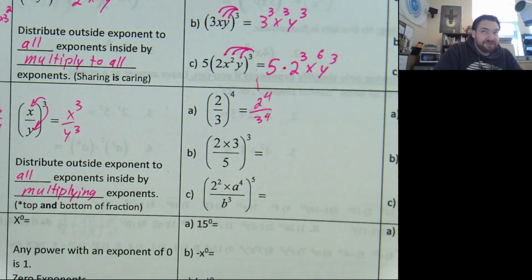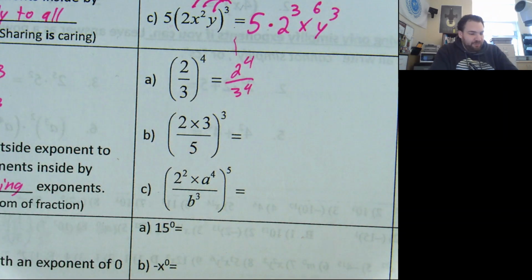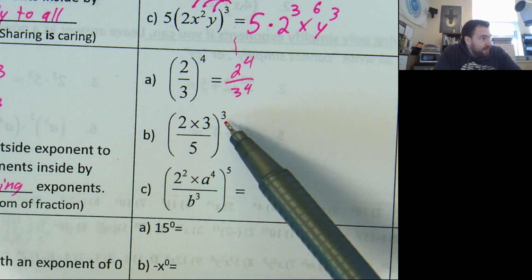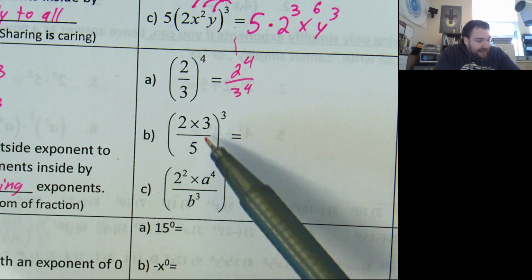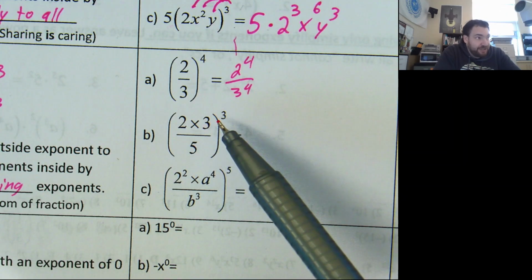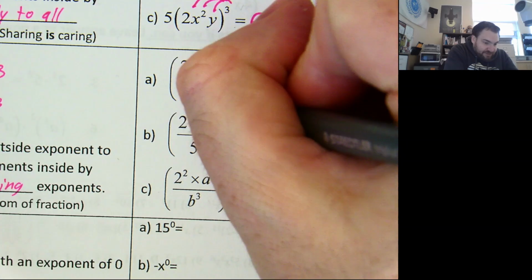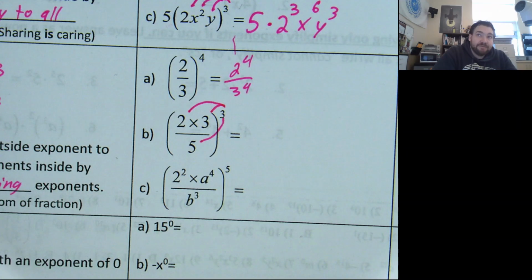B and C get more interesting because we're going to bring in other exponent laws here too. When I've got a fraction, it goes onto the numerator and to the denominator. And when I have things multiplied together in my numerator, it has to go onto each of those pieces. So it's going to go there, there, and there.